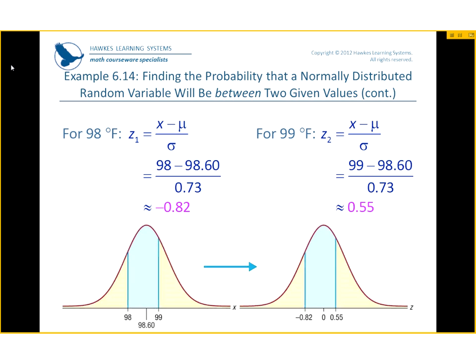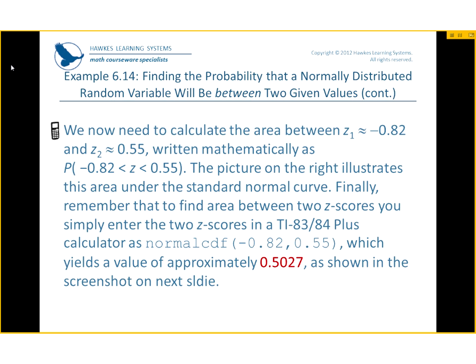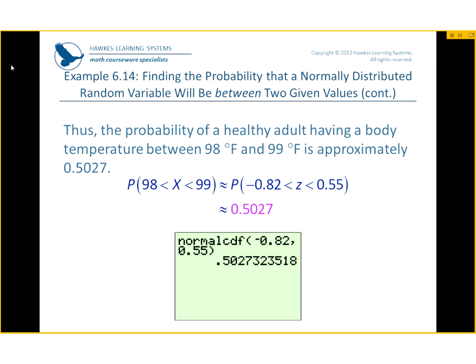Here, for the 98, we solve and we get negative 0.82, and for the 99, we get 0.55. All we did was put them into the z-score formula. Then we put it into our calculator. It's pretty easy for this one. You just do normal CDF, comma, negative 0.82, comma, 0.55, which gives you a value of 0.5027. And that's all you do. To me, this is the easiest one because there's only 2 things you have to remember.